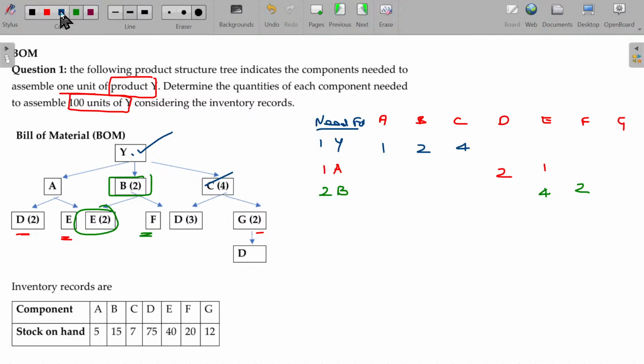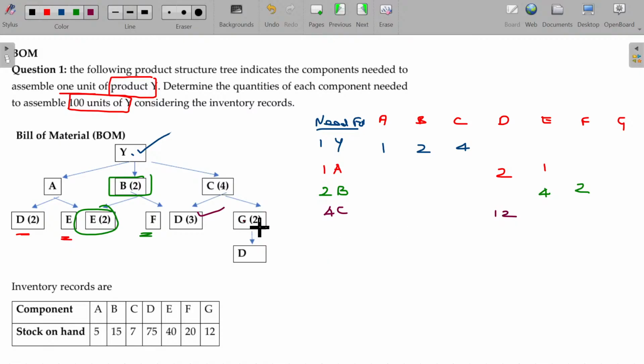And move on to C. How many C are needed? 4 C needed to manufacture 1 Y. For 4 C, what components are needed? D and G. How many D's are needed? 3 D's needed for every C. 4 C means 4 into 3, so 12 D's are needed.